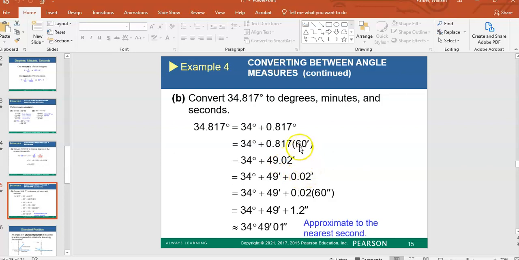Since I've already multiplied this by 60 once, I only need to multiply 0.02 by 60 again, because it's already been multiplied once. So that's basically 3,600 then. I take the 0.02, multiply it times 60, and that gives me 1.2. Then I'll just keep the 1 that's in front of the decimal, and that tells me how many seconds I have. So I have 34 degrees, 49 minutes, and 1 second. We approximate to the nearest second, so I don't keep that 0.2.